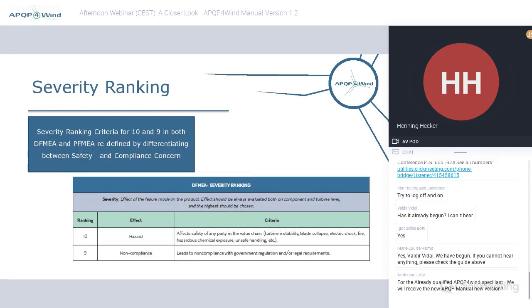Another important change is on the severity ranking, both in DFMEA and PFMEA. Now we're trying to differentiate between safety and compliance concern under 10 and 9. So henceforth, 10 stands for safety hazards or safety concerns, and 9 stands for non-compliance with the government regulations or other legal requirements. And this is applicable for both DFMEA and PFMEA in the new manual.